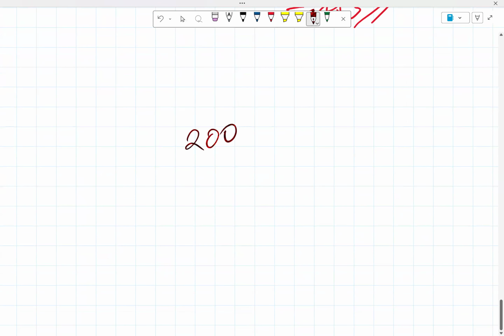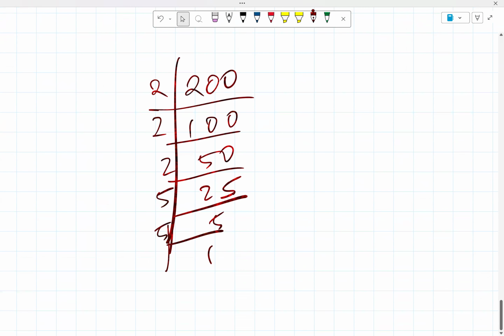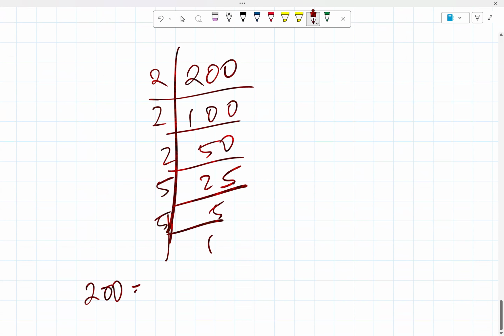So 200 now, of course, 2 goes there 100 times. 2 in 100, that's 50. 2 in 50, that's 25. Then 5, 5, that's 5. Then 5 again, that's 1. So that 200 now is equal to 2 times 2 times 2 times 5 times 5.